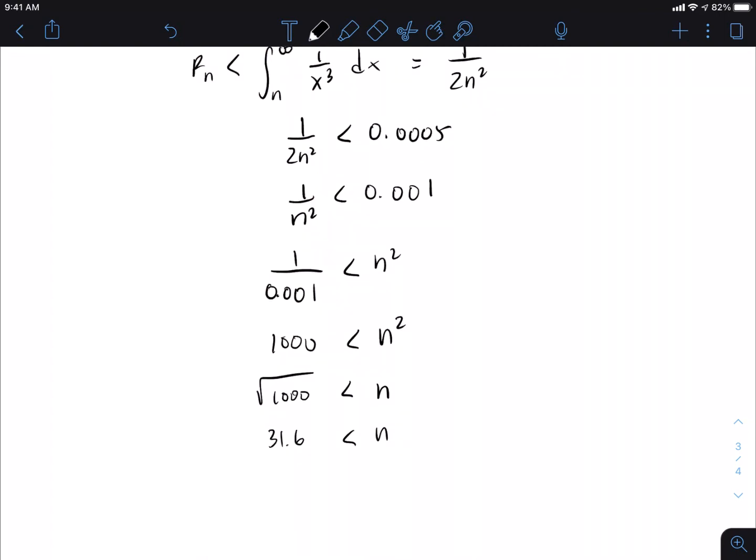And so to be accurate, we can't do 31 terms. That would not be big enough. We have to always round up. So that tells us that we need 32 terms to be at the right accuracy to within 0.0005 of our recommended error. This is 11.3.